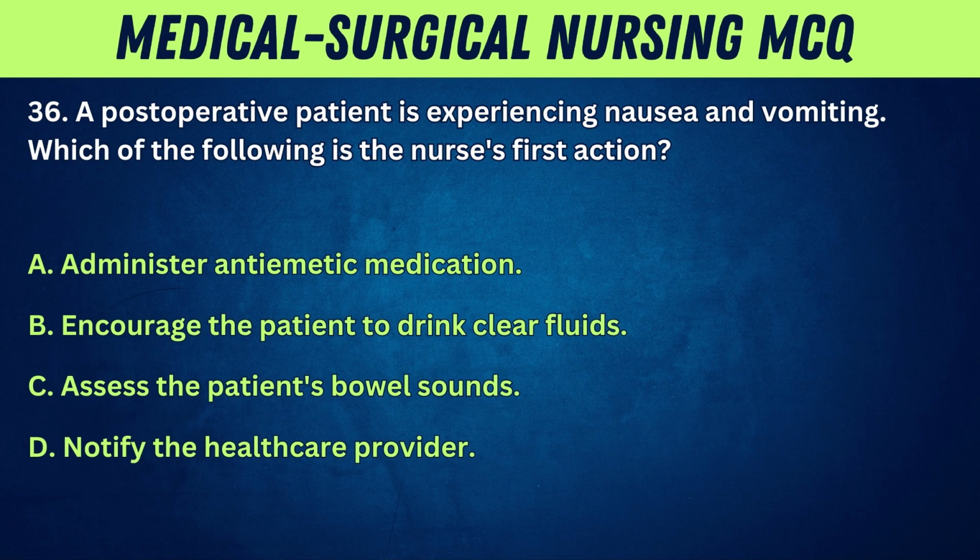36. A postoperative patient is experiencing nausea and vomiting. Which of the following is the nurse's first action? A. Administer antiemetic medication. B. Encourage the patient to drink clear fluids. C. Assess the patient's bowel sounds. D. Notify the healthcare provider.